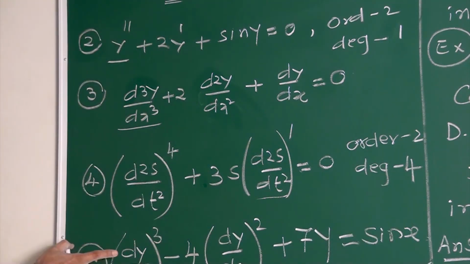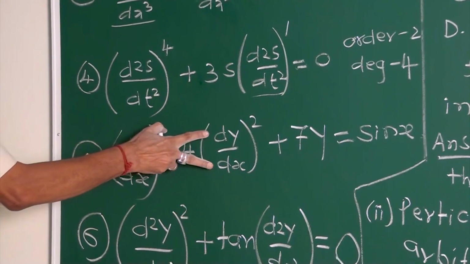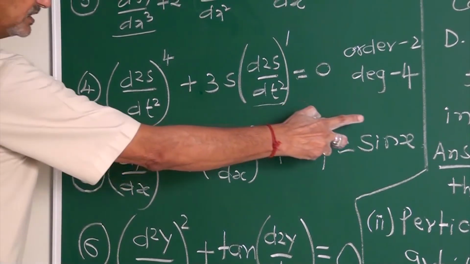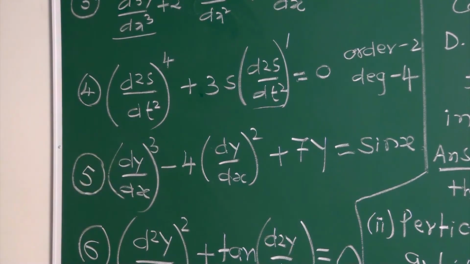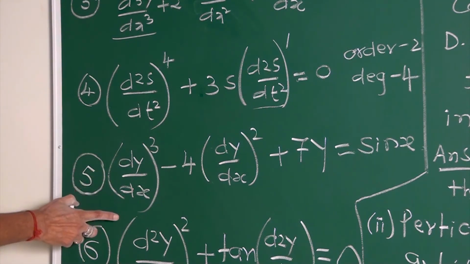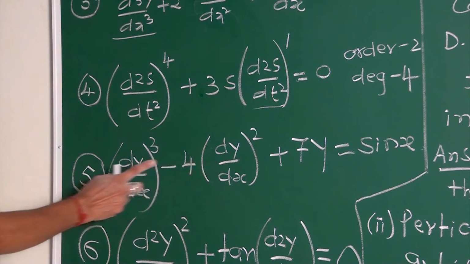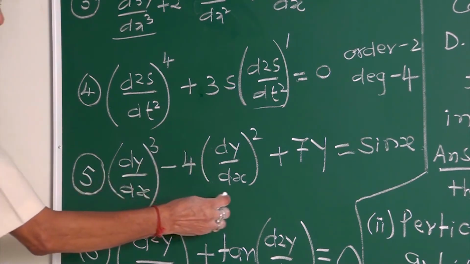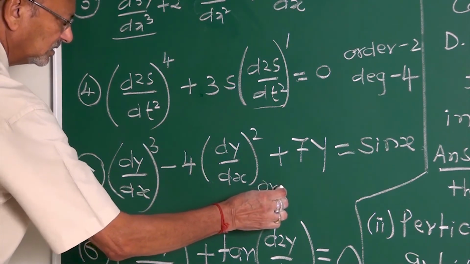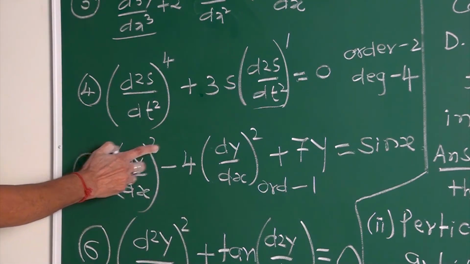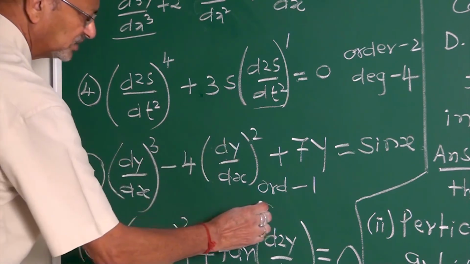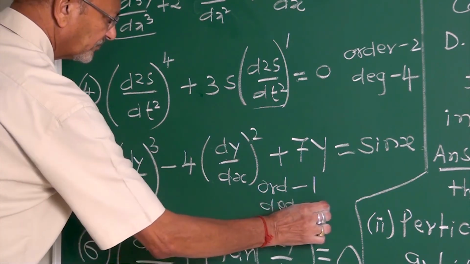In this, my friends, dy by dx, dy by dx. It doesn't contain any sign of derivative, so both order and degree are defined. What is the order? Dy by dx, dy by dx, then the order is 1. What is the highest power? 3 is there, 2 is there. So the highest power is 3. Degree is 3.